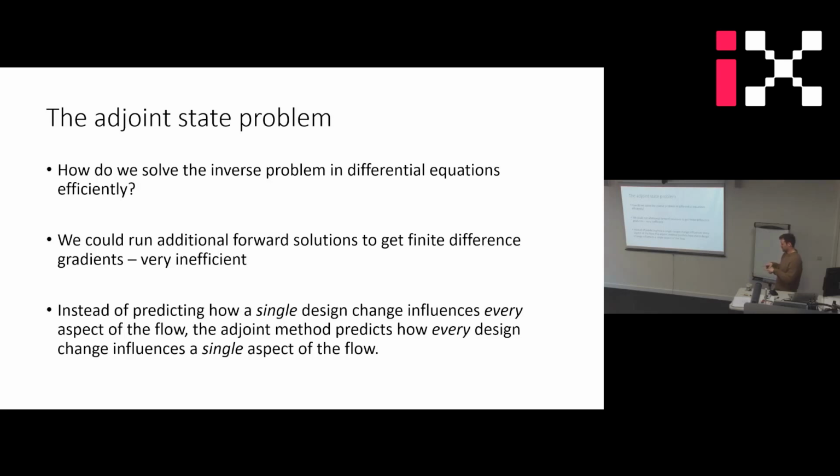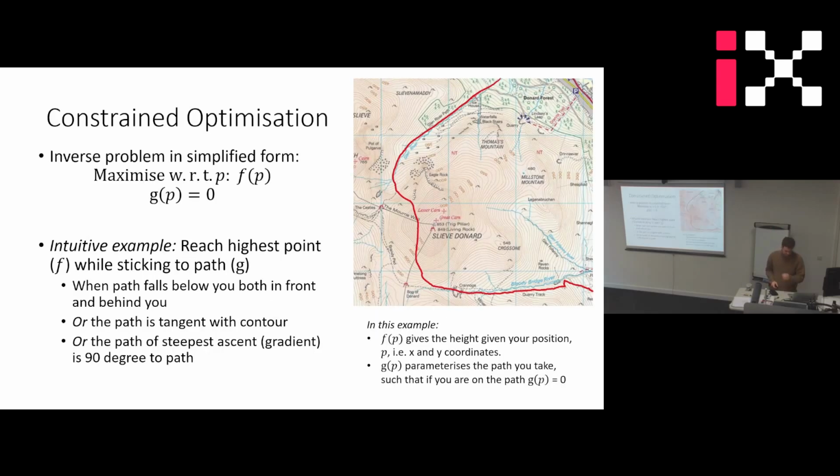Instead of doing that single design change, can we flip this around and find a method that tells us how every possible design change influences just one aspect, and that one aspect is the thing we want to optimize? That sounds much more efficient, and it's called the adjoint state problem, or adjoint method. We'll see what people define as the adjoint, but this is what we want to get at.